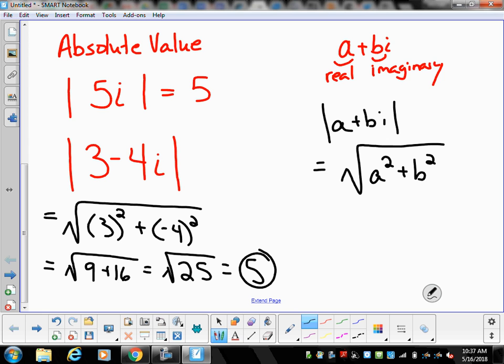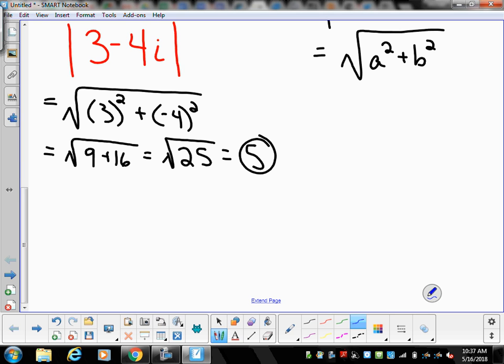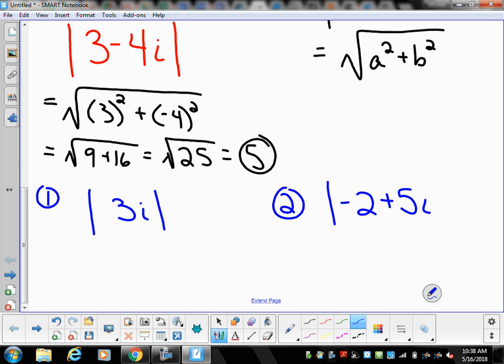Are we okay with that? I'm gonna put 2 problems up here that y'all can work through. Example 1 here. I'll work those 2 out real quickly.